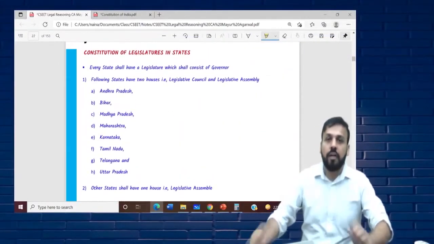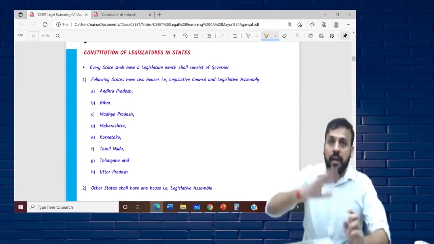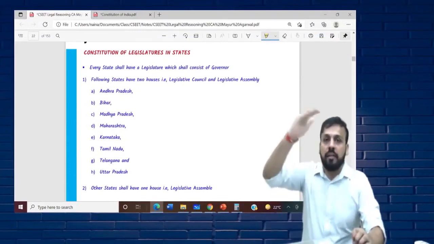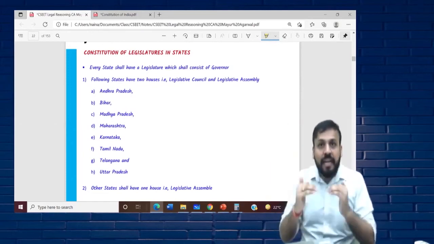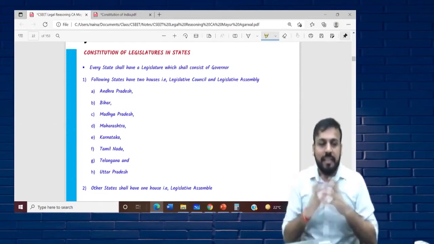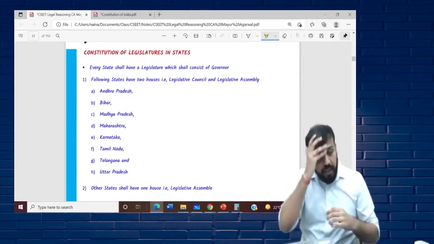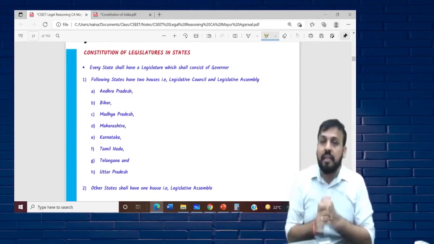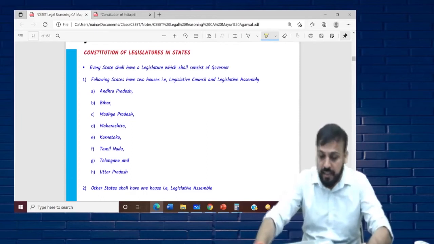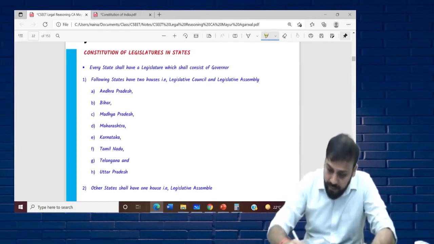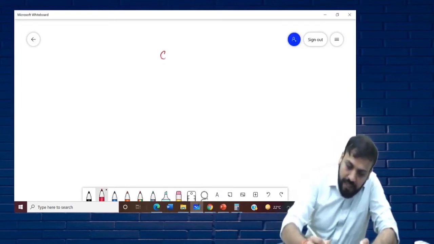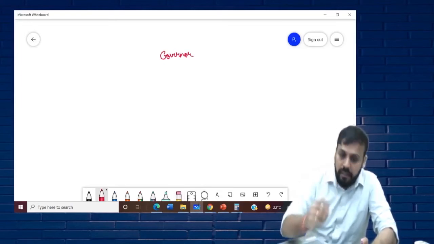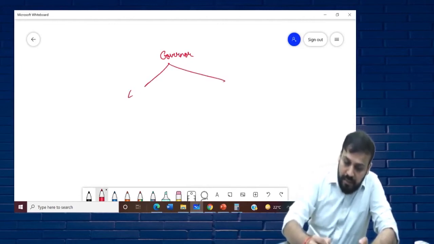Now we are talking about the state government level. At the central government, there is Lok Sabha, Rajya Sabha, and the head is the president. The state level head is the governor, and at state level there is a legislative council and a legislative assembly. The head is the governor. Obviously, the governor is appointed by the president.